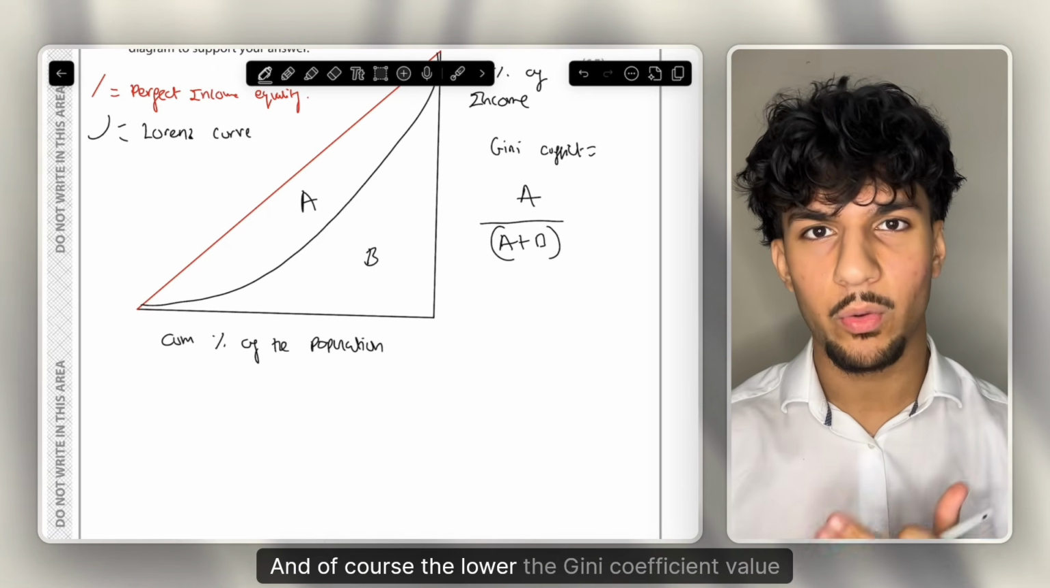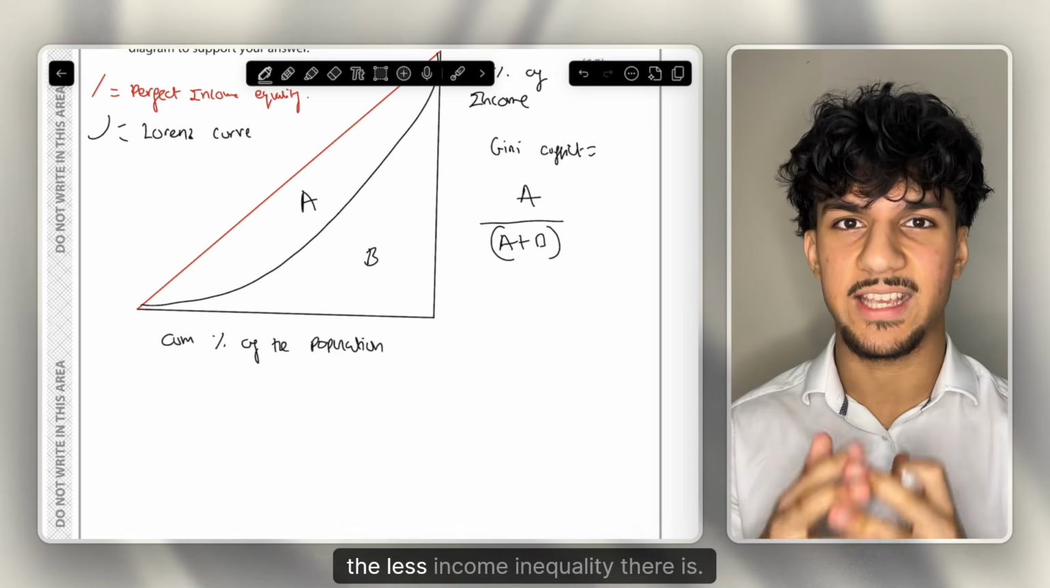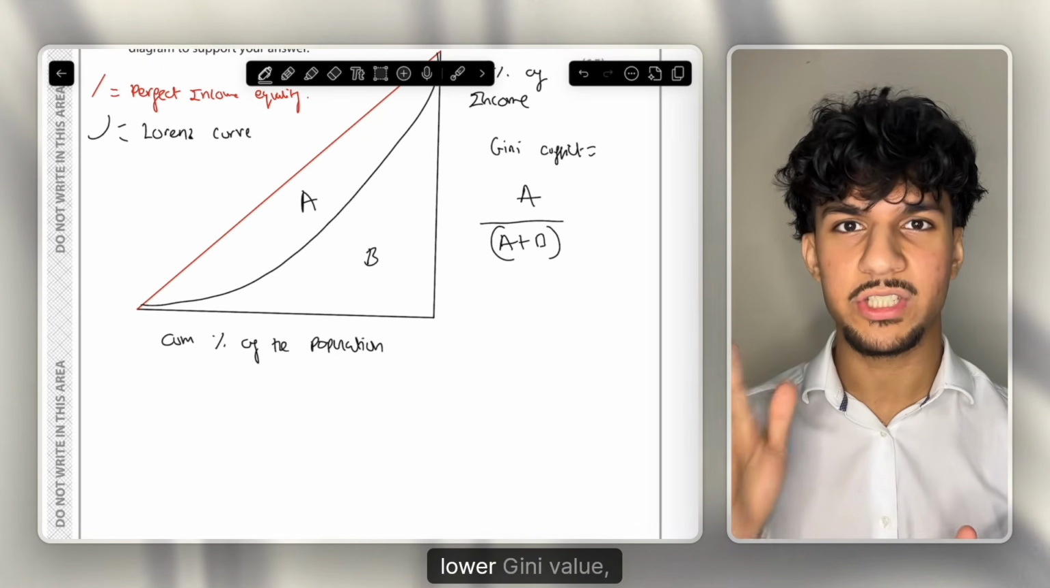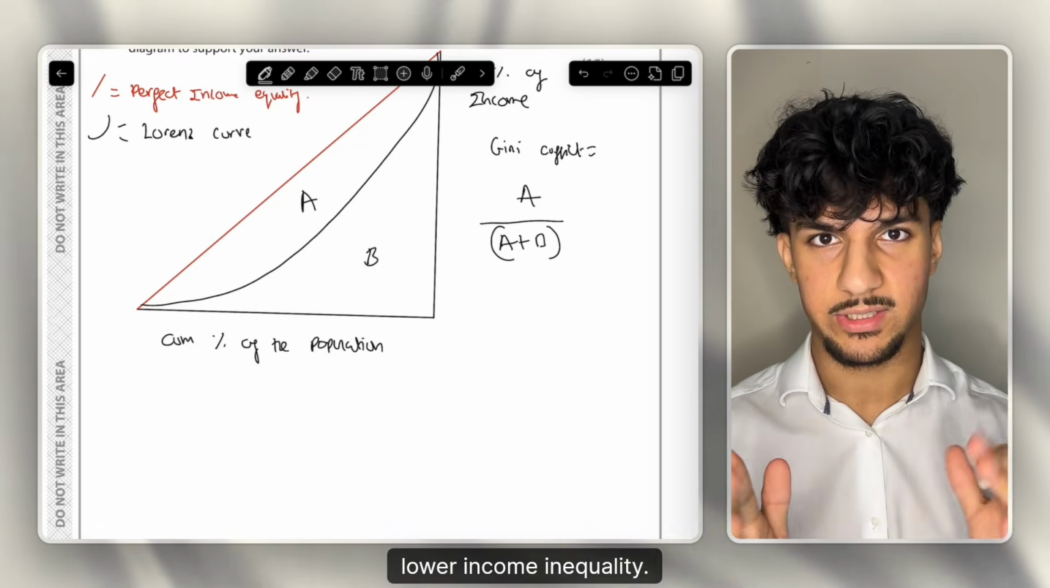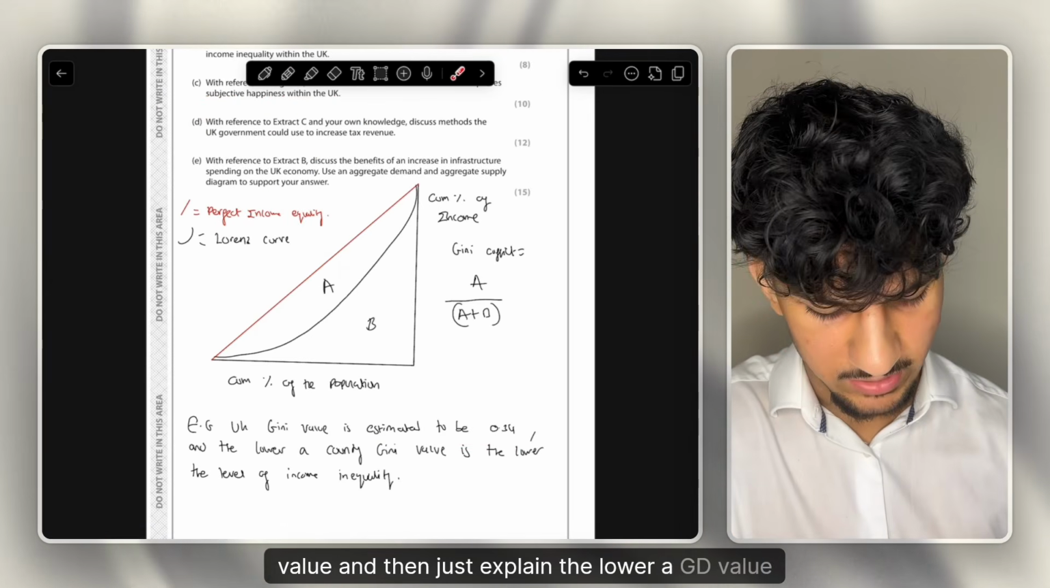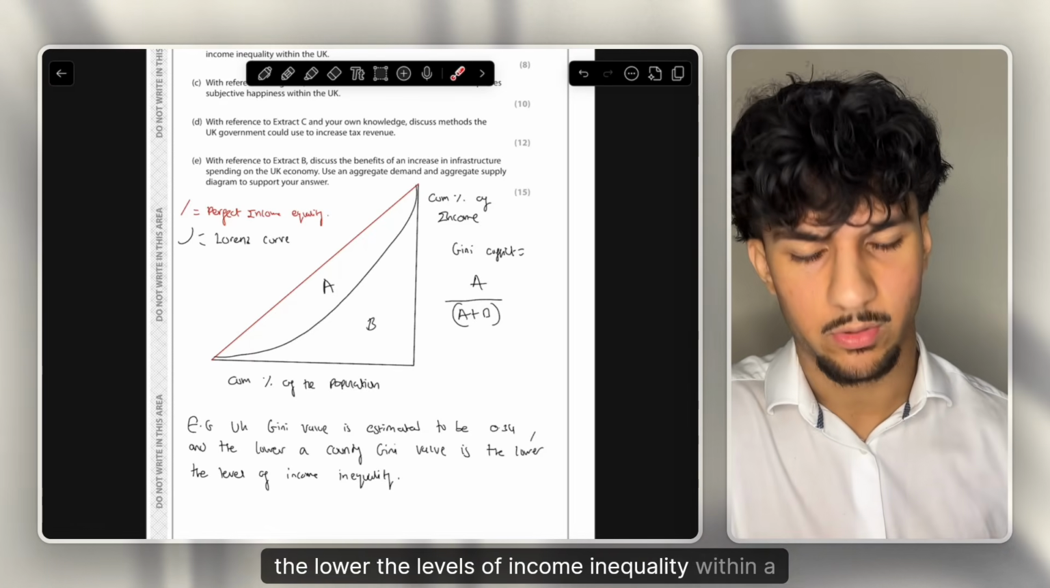And of course, the lower the Gini coefficient value, the less income inequality there is. So that's how I used to remember it: lower Gini value, lower income inequality. So I've just written up the UK's Gini coefficient value and then explained that the lower a Gini value, the lower the levels of income inequality within a country.